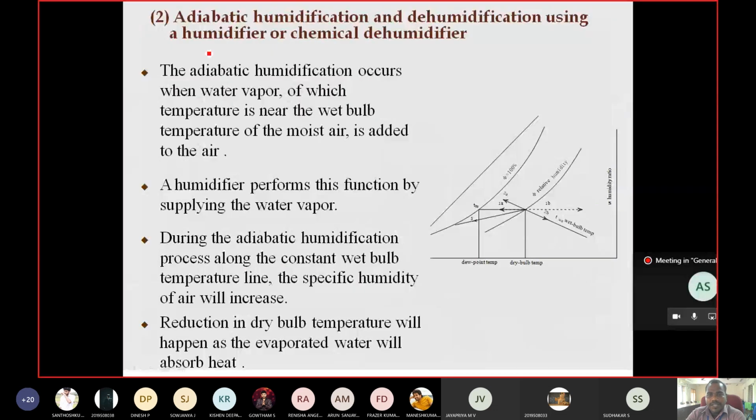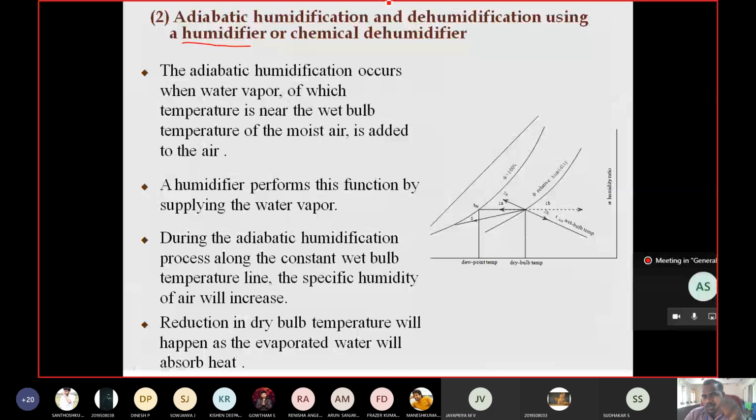Then there is adiabatic humidification and dehumidification using a humidifier and a chemical dehumidifier, also possible there. So if you need humidification, you know what humidification is. We need to add more water vapor by the humidifier. The humidifier is like our sprayer, right? So the humidifier will spray the water, and from that spraying we can humidify the atmospheric air.